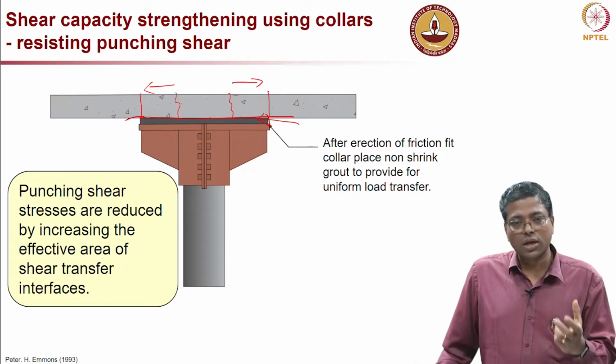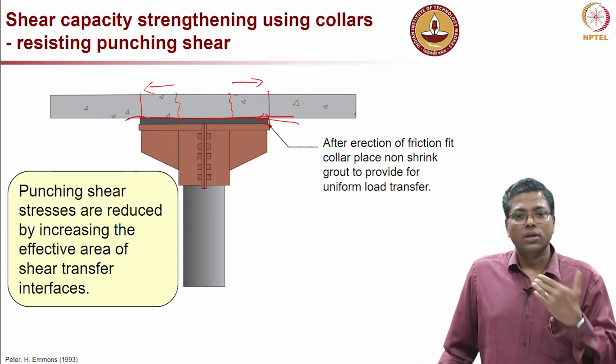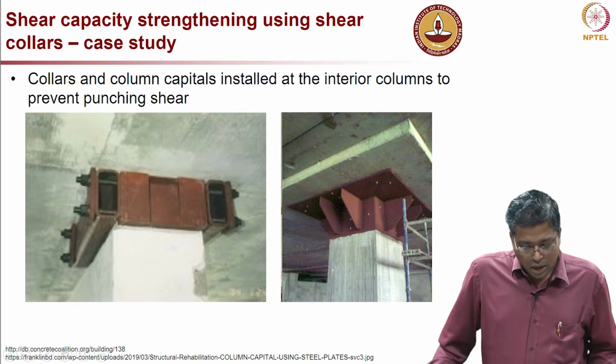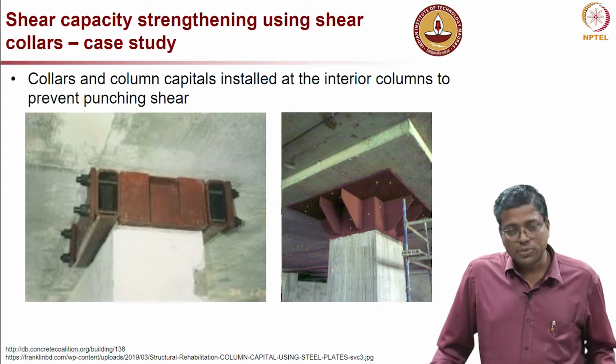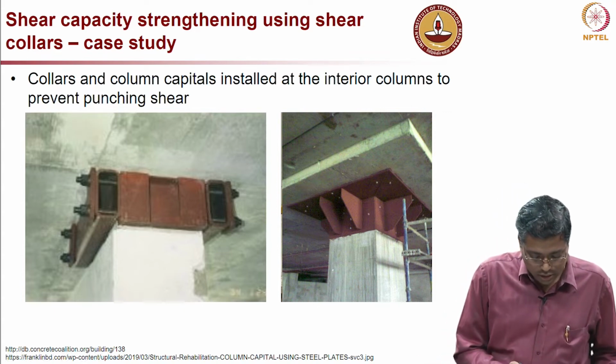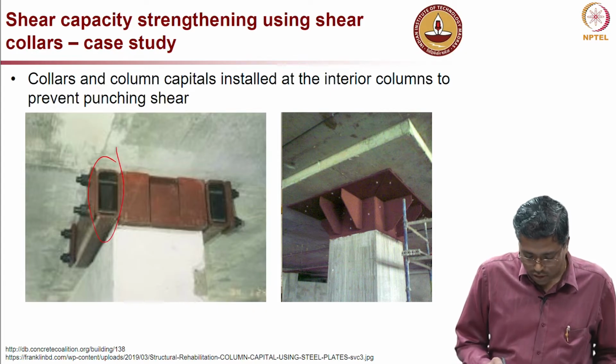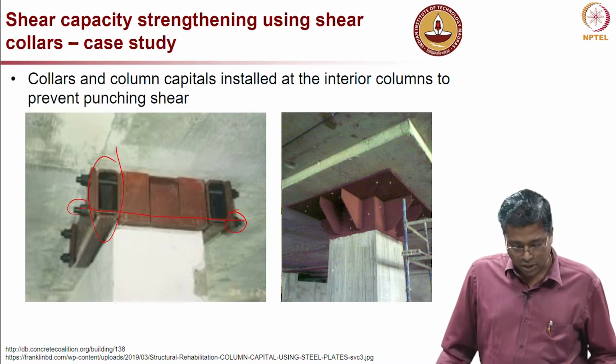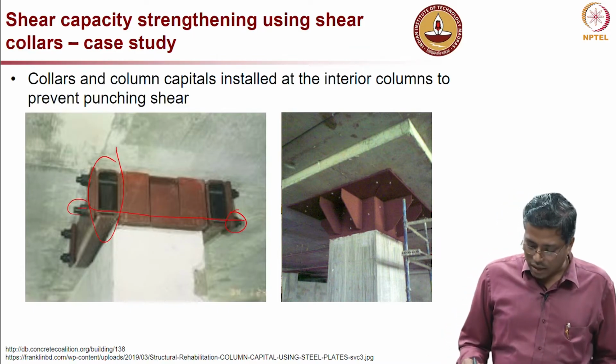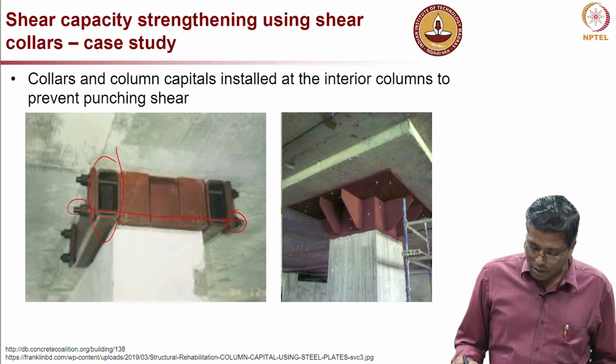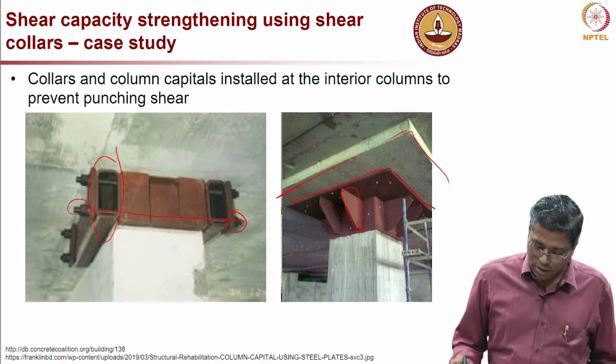So, if you have a non-shrink or a shrinkage compensating grout, that can be avoided. Now, another example of different types of these collars: you can see here there is a channel section used with the post tensioning. This section over here also, and then this is post tensioned like this. So, all the four sides are under compression, and then on the right side you can see a capital type structure where you have a little bracket here and a plate, and then also another capital here.